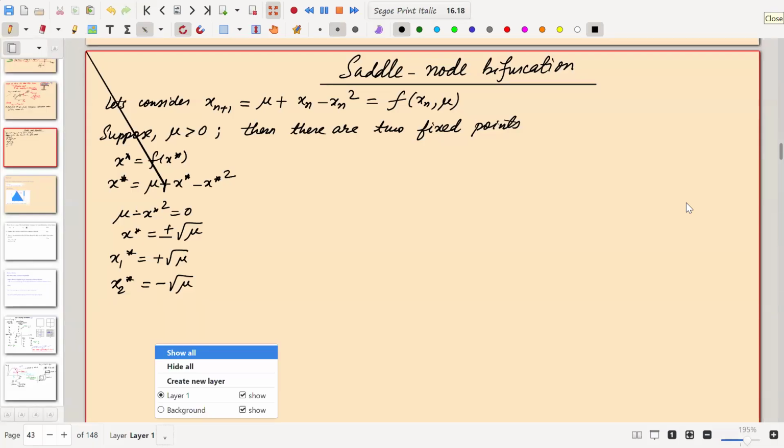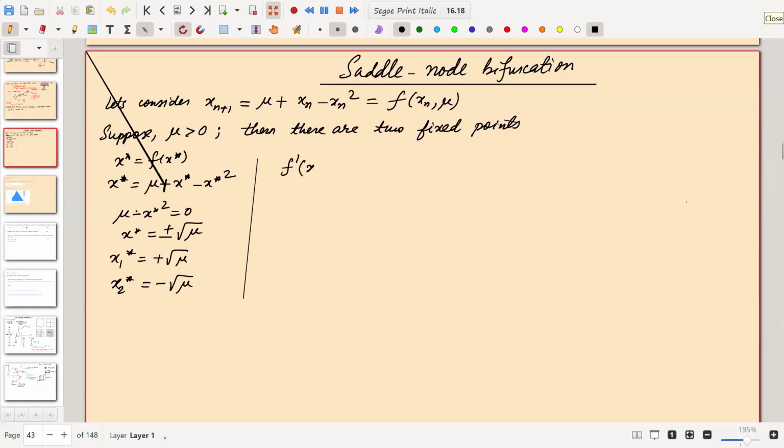Now what happens with that? Now remember, which one is stable and unstable? I told you in previous classes, it is stable when the absolute value of the derivative is less than 1. So can we compute the absolute value of the derivative at x1 star and x2 star? Now what is the derivative? The f prime of x is equal to 1 minus 2x. The derivative here is 1 minus 2xn, right? From this, the derivative is the modulus of 1 minus 2xn star.